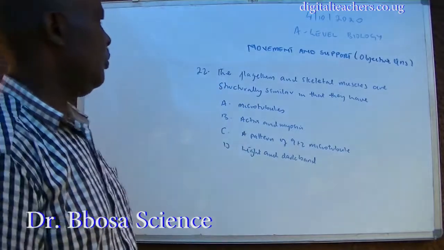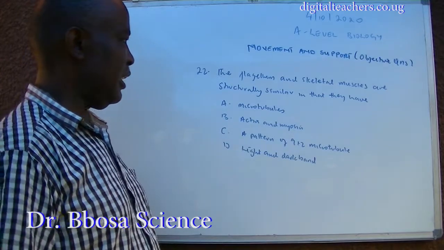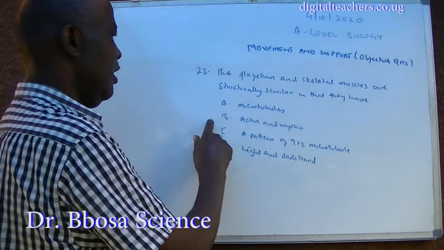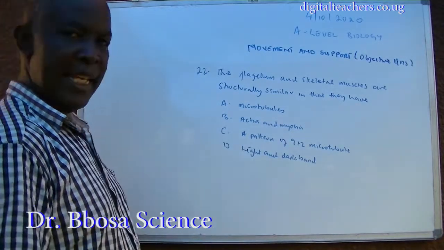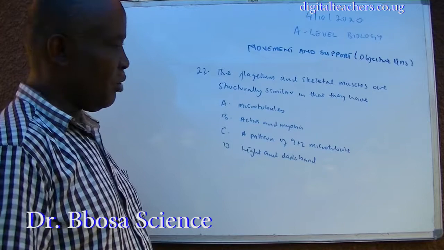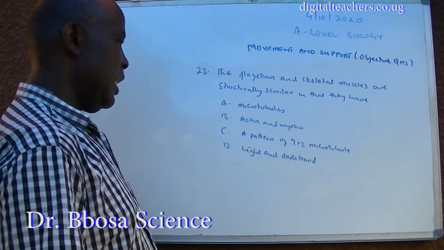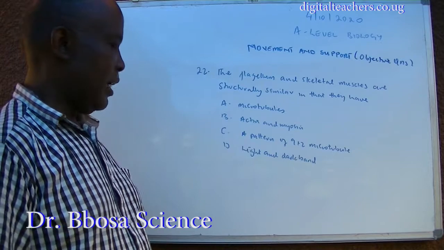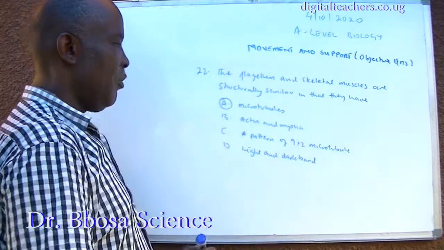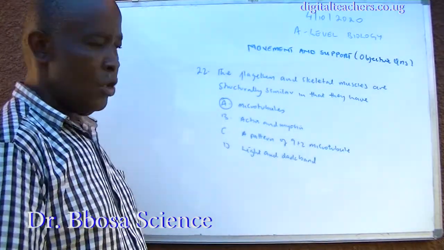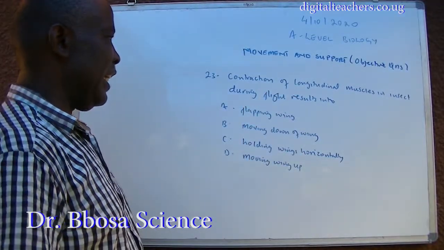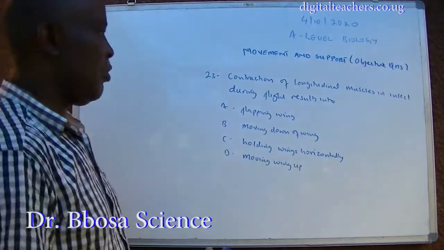Number 22. The flagellum and skeletal muscles are structurally similar in that they have A. Microtubules, B. Actin and myosin, C. A pattern of 9+2 microtubules, D. Light and darker band. You can pause and answer. The answer is A. They both have microtubules.